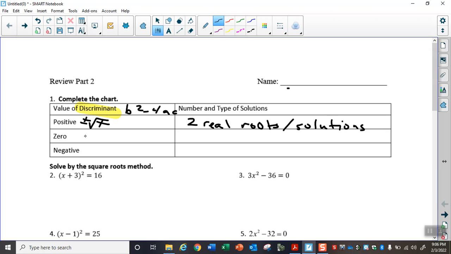All right. And if that is 0, then what you have is plus or minus the square root of 0. Well, that is just 0, so you're not adding anything. So you end up with one rational root, because there's no square root. Rational just means you have a fraction solution.